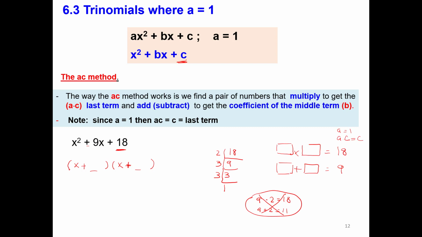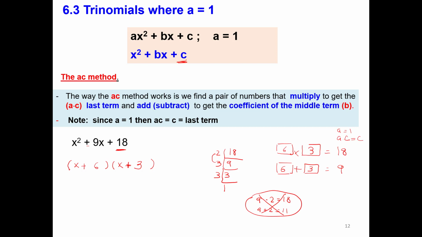Let's try 6 and 3. Yes, 3 times 2 is 6, and 6 times 3 equals 18. Now 6 plus 3 equals 9. That combination works, and those are the numbers we need to write here. One is 6, the other is 3.